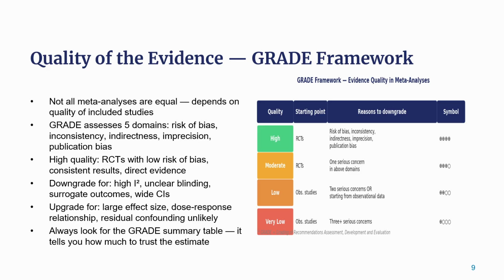Imprecision: is the CI still wide after pooling? Publication bias: is the funnel plot symmetric? Each concern can downgrade the evidence from high toward very low, but evidence can also be upgraded. For example, if the effect is very large and biologically plausible, that increases confidence even from observational data.